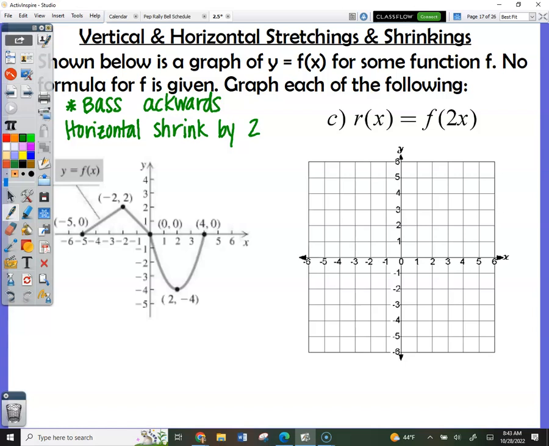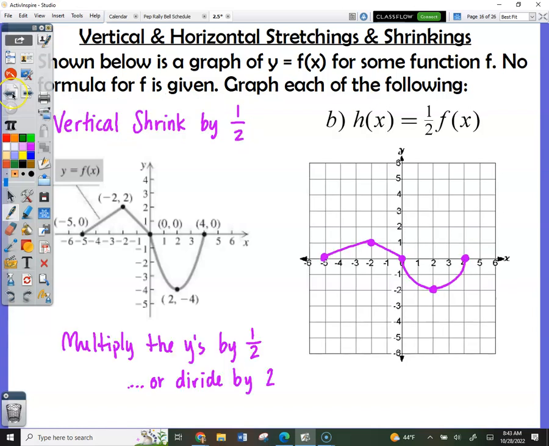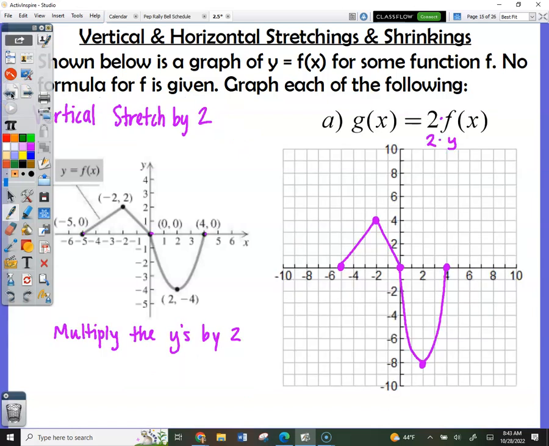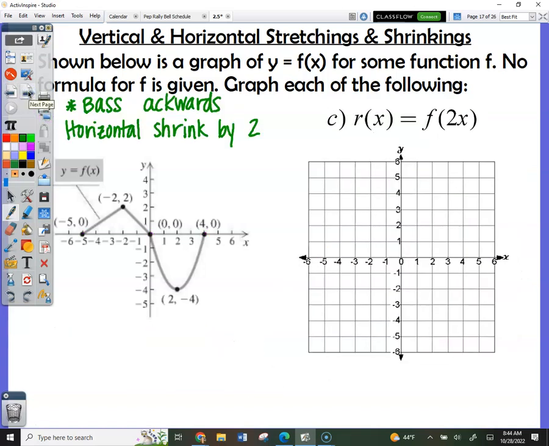Now, how do we actually get it? Okay, look over here at the difference. Where was the 2 here? It was in the very front. And all we had to do was multiply, because f of x stands for y. All we had to do was multiply the y's by 2, and that's how you got that vertical stretch, right? Well, if I'm dealing with a horizontal shrink, you following? Then what is changing? Is the x changing or the y changing? It's the x changing.